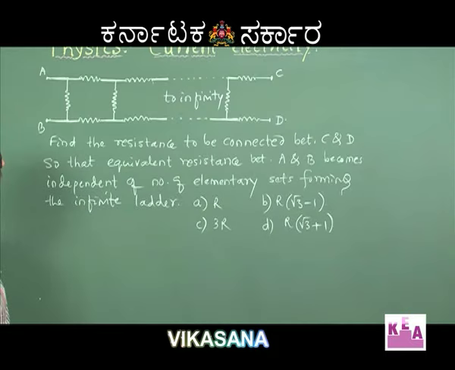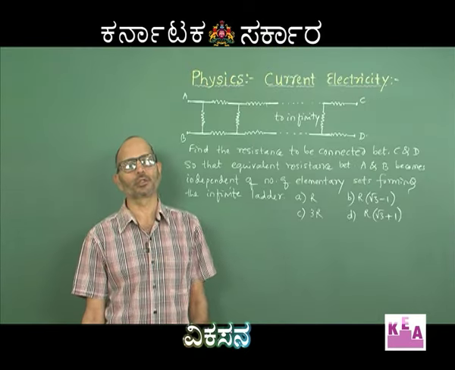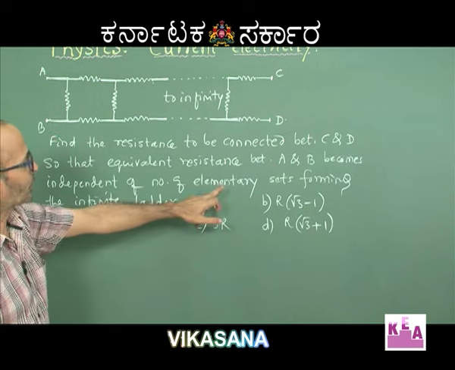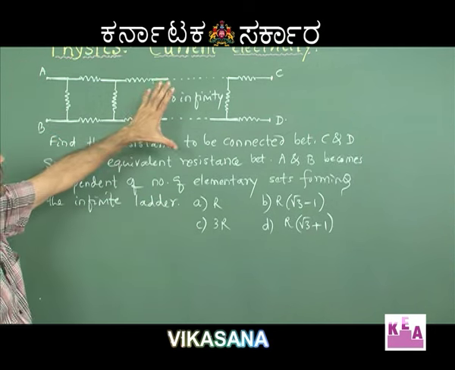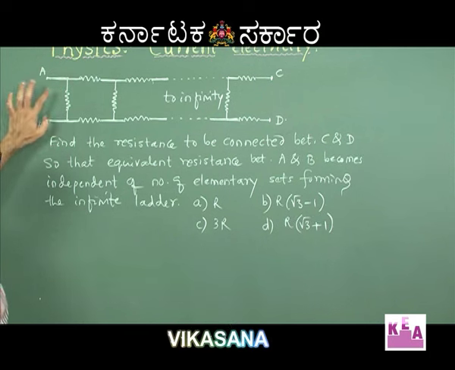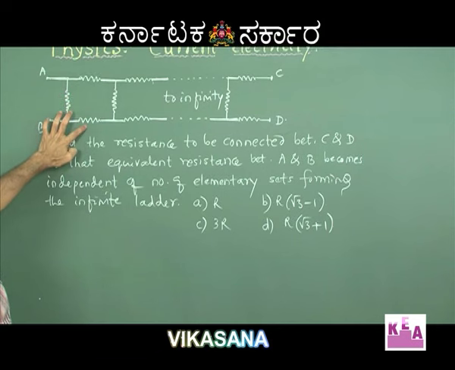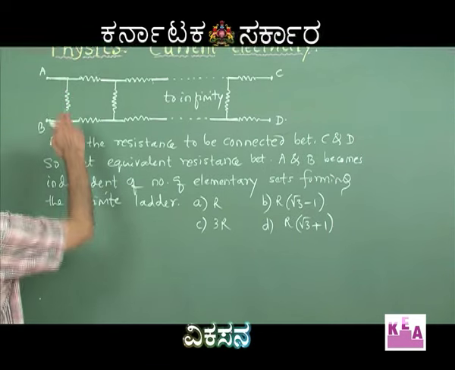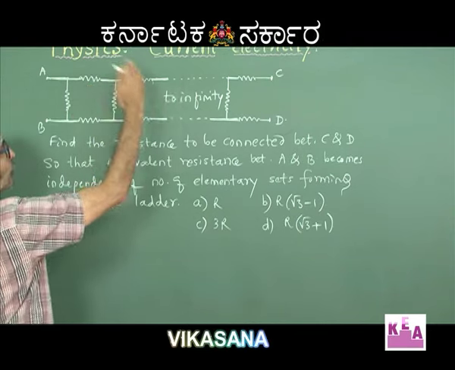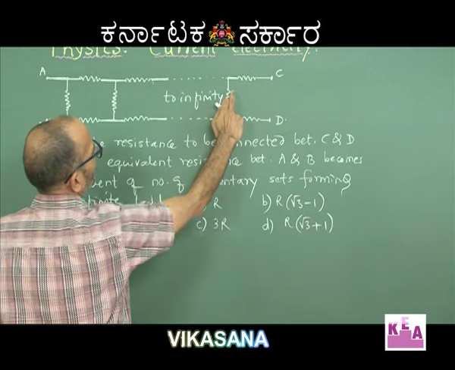So, here is an infinite ladder network and let me show you how to really solve this. See, he says there are a lot of elementary sets which are going to form this infinite ladder. So, you are first supposed to identify what are those elementary sets. So, each of the elementary sets here consists of this resistance and this resistance. See, the same thing keeps on repeating. So, this is the first one of them, then this is the second one, third one, fourth one, and so on, and finally this is the last.